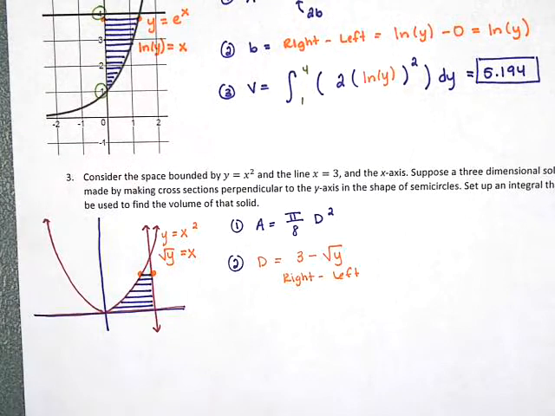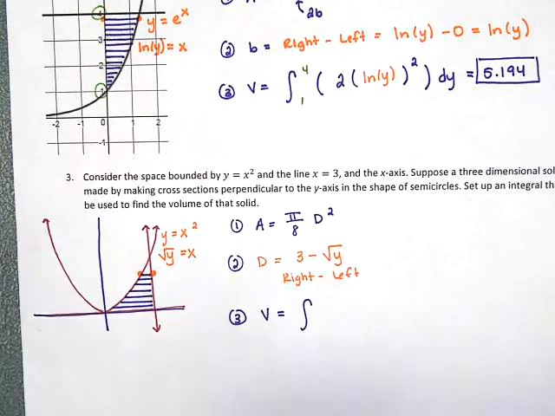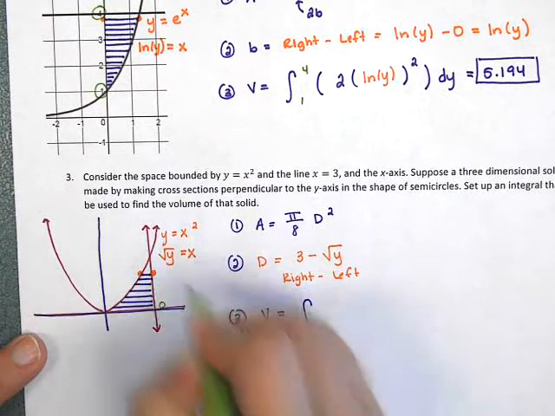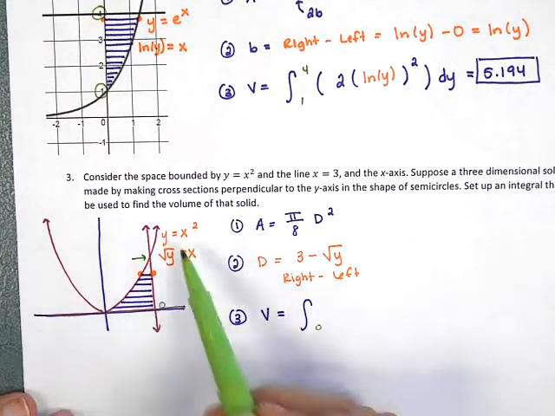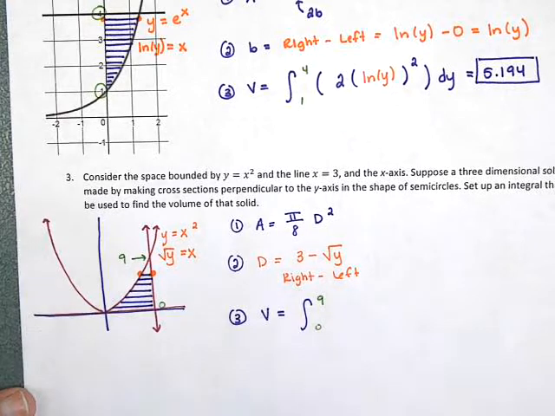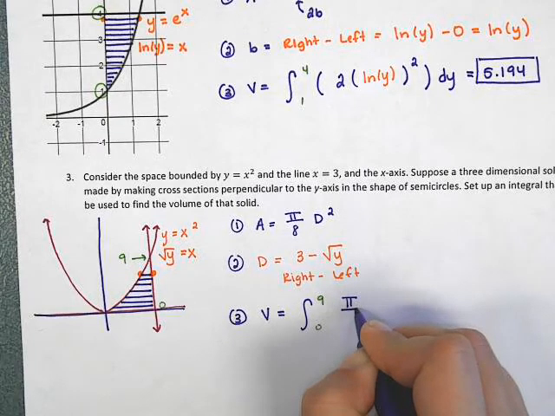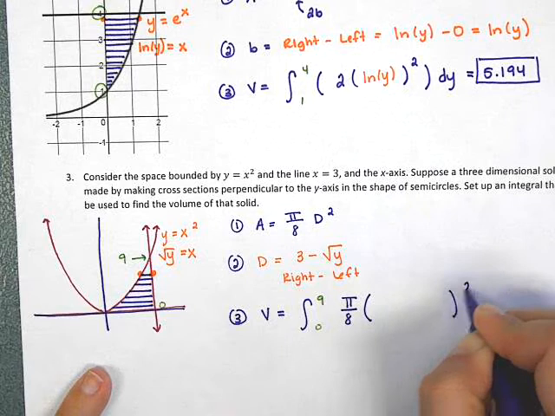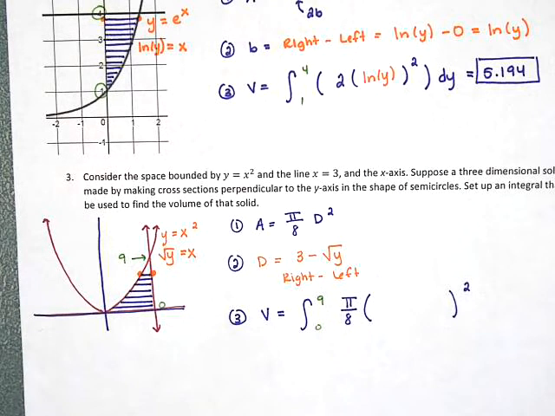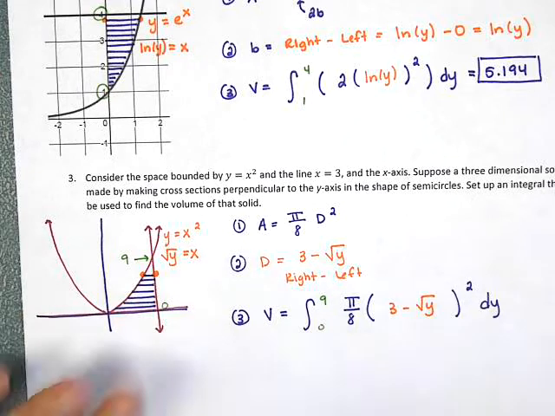I apologize. So the third step would be to set up our volume. So our integral would go from our lower bound, which is 0, to our upper bound, which is where x squared and 3 intersect, which is at 9. And my formula would be pi over 8 times the diameter squared, and then dy. In this case, the diameter is 3 minus the square root of y.